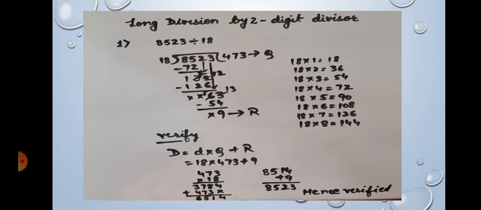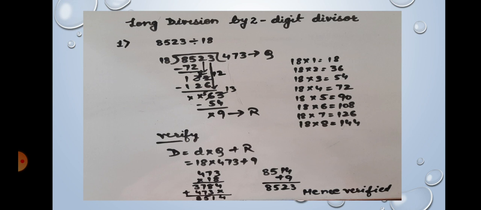Next topic is long division by 2-digit divisor. Now here students, as you are seeing in example 1, we are given the number 8523 divided by 18. So first of all it's better to write the table of 18. Now the table of 18 we have written over here on the right side. After that we are going to see the digits. As it is a 2-digit divisor, we will select 2 digits out of the dividend. So 85 we will keep, and we will see in the table the number which is less than or equal to 85.